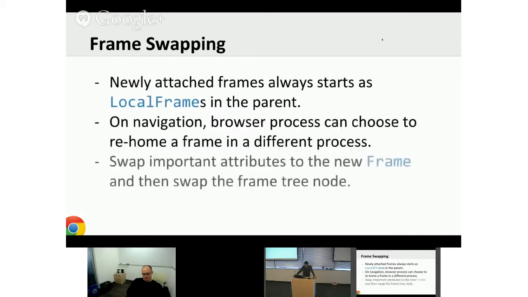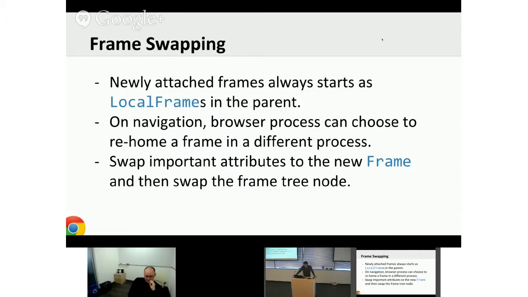So how do you get remote frames? Newly attached frames always start as local frames in the parent. So if you create an iframe and stick it into the DOM, no matter what the source is, we always start as a local frame, and that's because it starts at the initial empty document. And so on navigation, the browser process will make a security decision. If it decides that we need to render this thing in a different process than the parent, for security reasons or whatever, it can choose to move that frame to a different process.